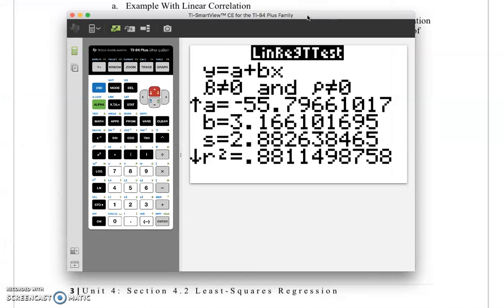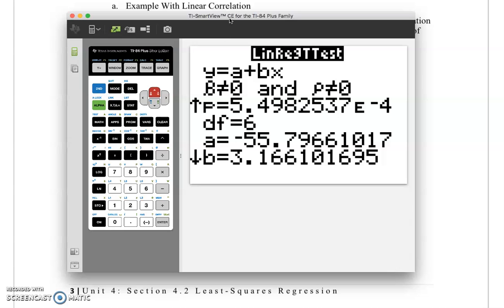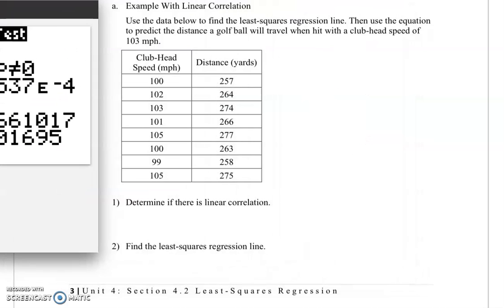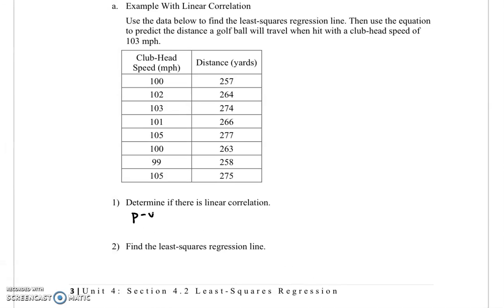So determine if there's linear correlation. Well, if we go back up, and we've done this before, the p-value was 0.0005, and we were assuming that alpha was 0.05, so the p-value is less than alpha, which means there is linear correlation, right? We learned that in section 4.1.